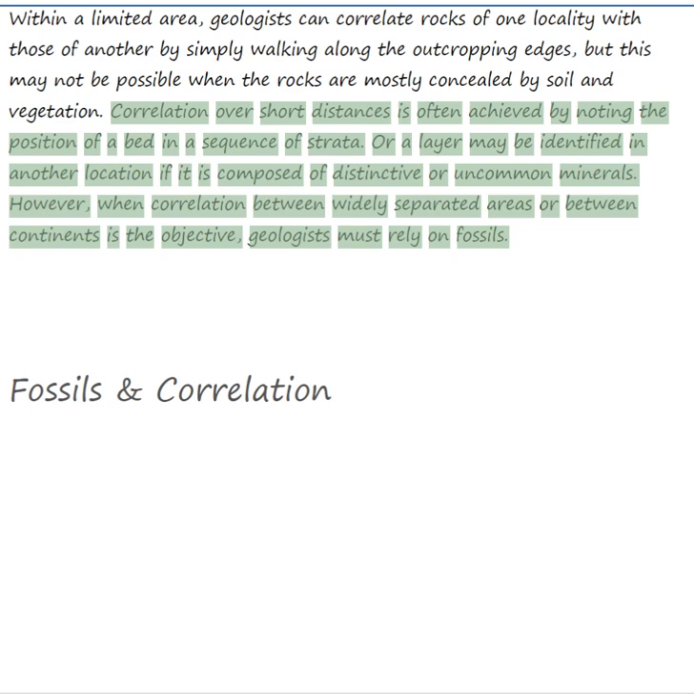Correlation over short distances is often achieved by noting the position of a bed in a sequence of strata. Or a layer may be identified in another location if it is composed of distinctive or uncommon minerals. However, when correlation between widely separated areas or between continents is the objective, geologists must rely on fossils.